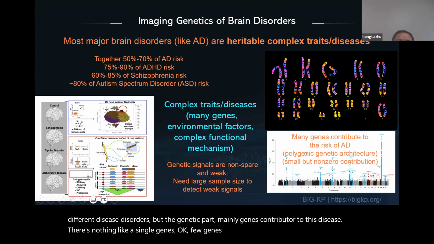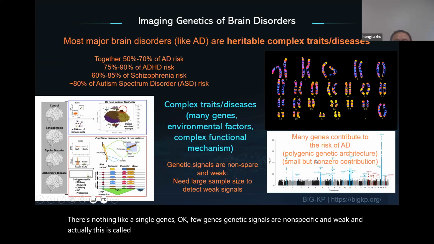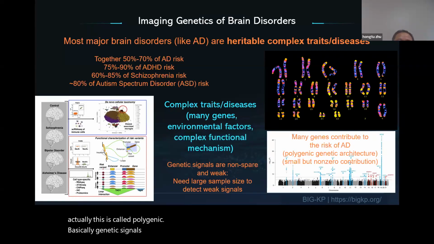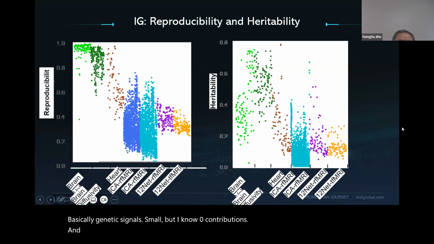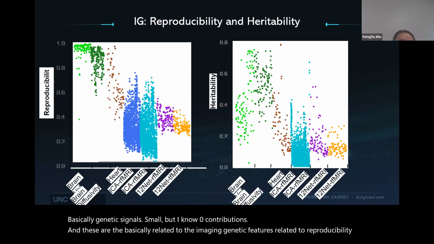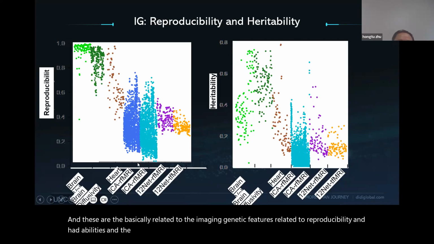These genetic signals are non-sparse and weak. This is called the polygenic architecture: genetic signals have small but non-zero contributions. This is related to the reproducibility and heritability of imaging genetic features. We track all kinds of imaging features and calculate their reproducibility and heritability.